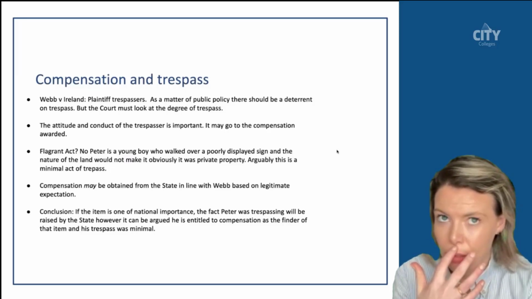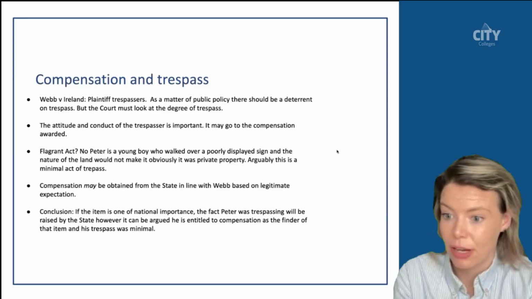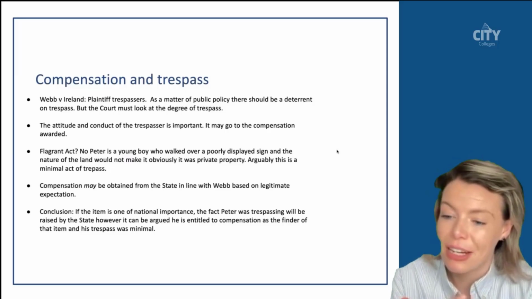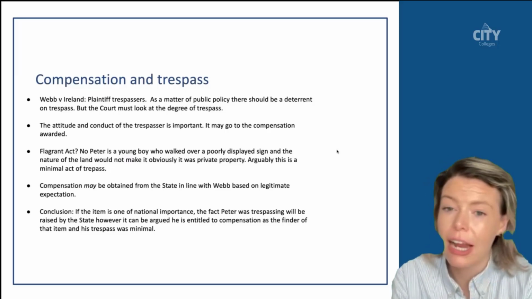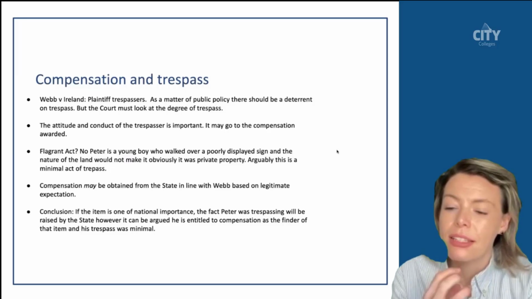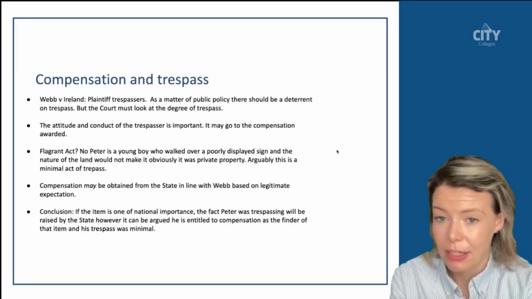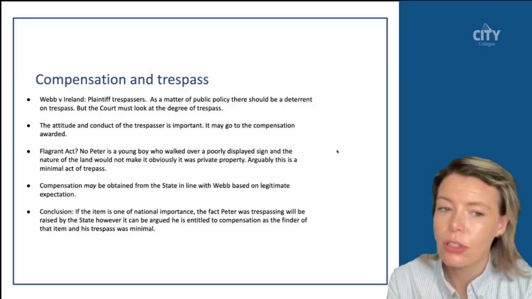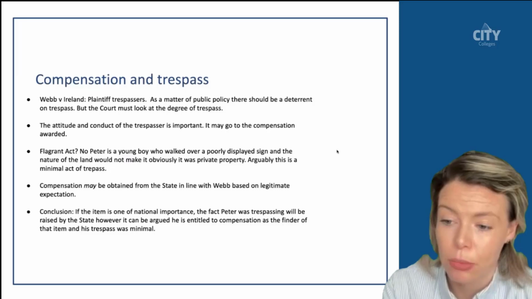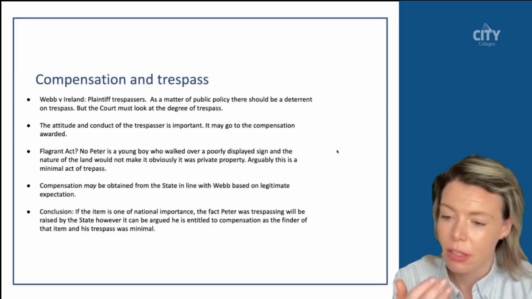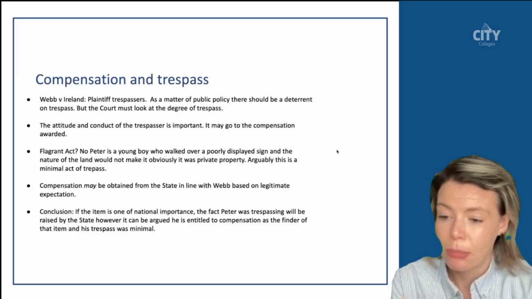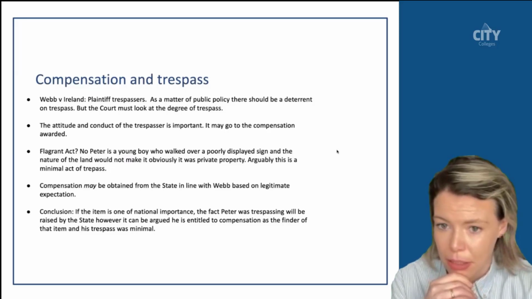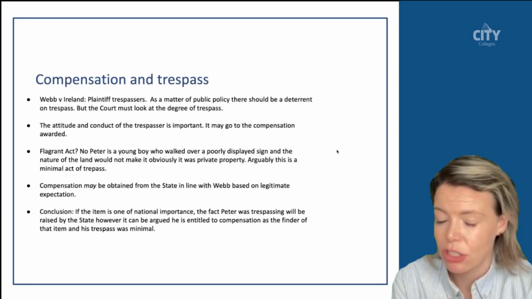Now, it's not what the court called a flagrant act of trespass. It's quite a low-level act of trespass. So as a matter of public policy, the Supreme Court said we have to be really careful here. We can't incentivize people to trespass on land, so we effectively should be creating a deterrent for them. But we must look at how big the trespass was. What is the degree of trespass? So it's very clear from Webb that the conduct and the attitude of the trespasser is examined, and it may affect the level of compensation to be awarded.